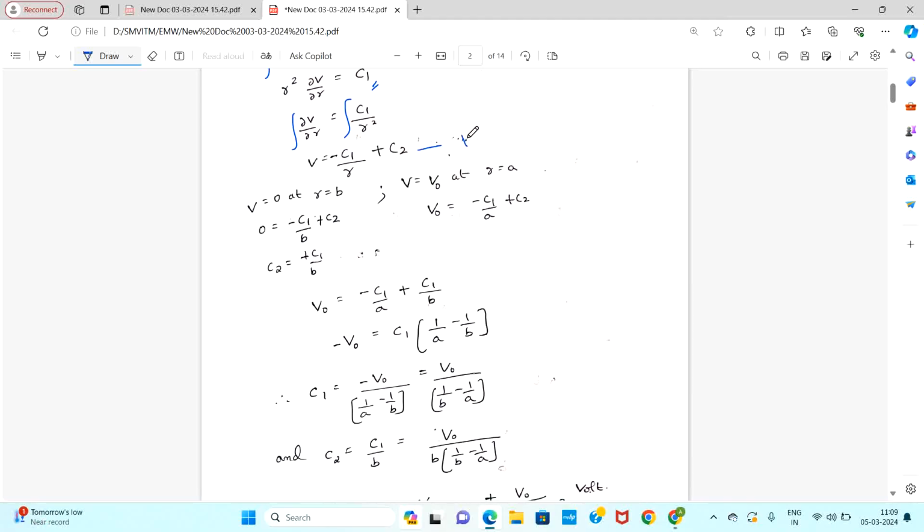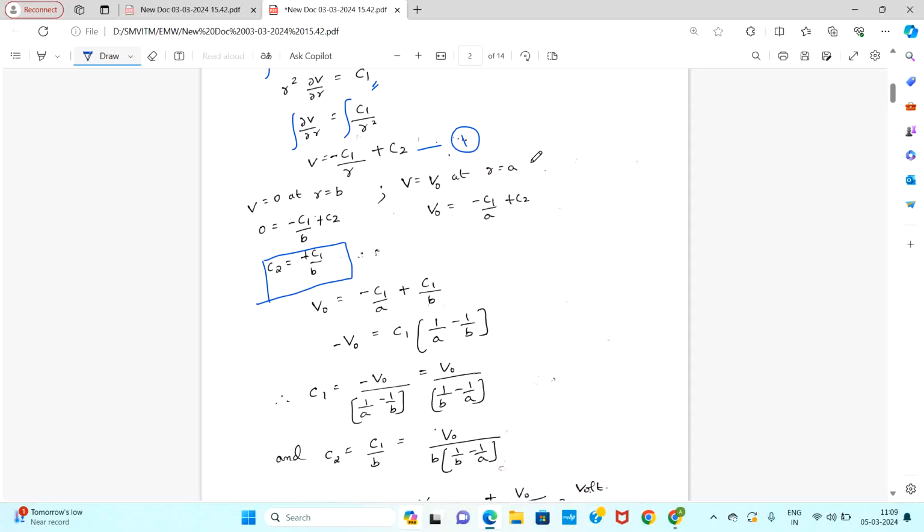So once I get this expression, I have to use the given boundary condition to find the values of C1 and C2. Okay, the first boundary condition is V equal to 0 at R equal to B. So I've taken V as 0 in this equation and made R as B. And here you can just rearrange the terms and find out what is C2 in terms of C1. So I got this expression here. Okay, C2 is equal to C1 by B.